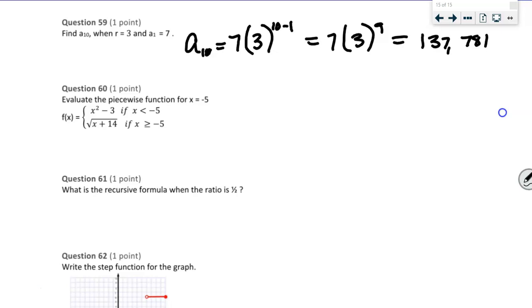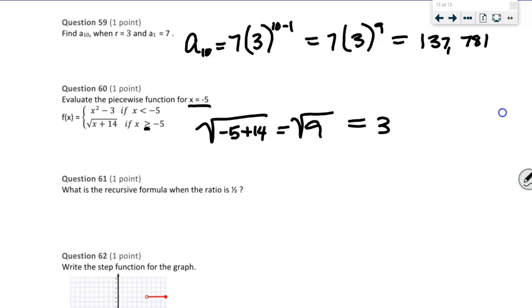All right, the next one says evaluate the piecewise function. So when we're looking at this, it says x is equal to -5. So do y'all see that equal right there? So we're going to put that -5 in this function. Okay, so it's going to be -5 plus 14. Well, that's 9. So the square root of 9 is equal to 3. So when we evaluate it, you want to put it in the one that has the equal to if there's two of them where it could go in, okay?